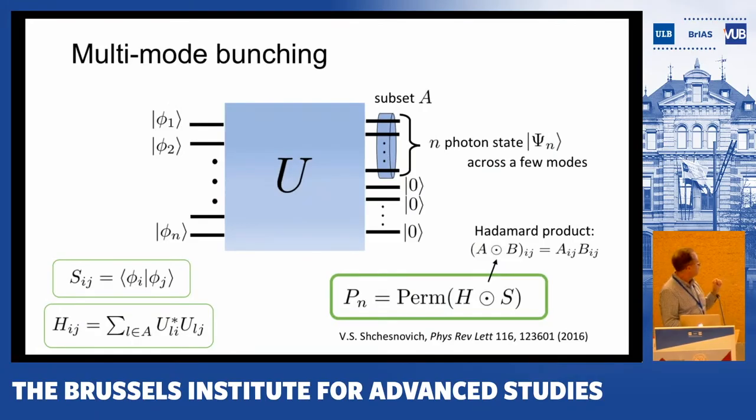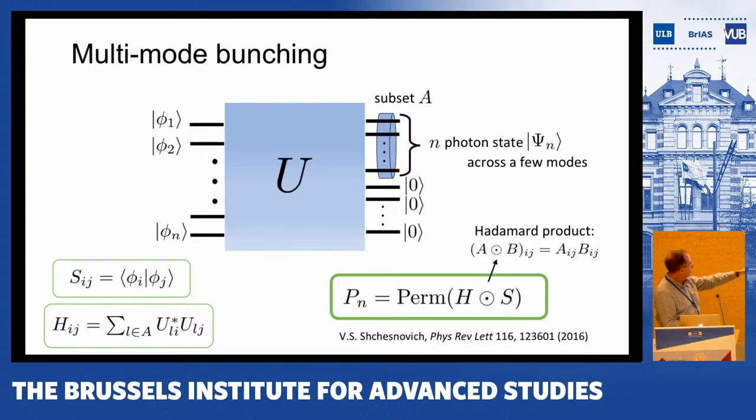This was considered by Chechenovic, and that's the setup that I'm going to look at. We will consider a setup where instead of having all photons bunch into one single output mode, we will consider them bunching into a small subset of output modes. For instance, just 3 in this example, or 4 output modes. And we are interested in the probability that all photons emerge in this subset of output modes.